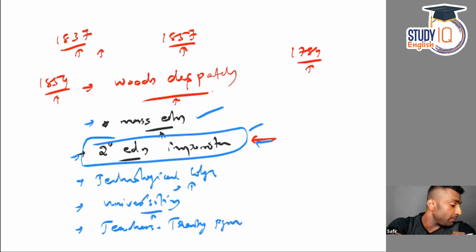Secondary education is given importance, not the primary. So now what will be, what you are looking for in the next one? It is primary education that they are going to give importance to. Okay, so 1882.